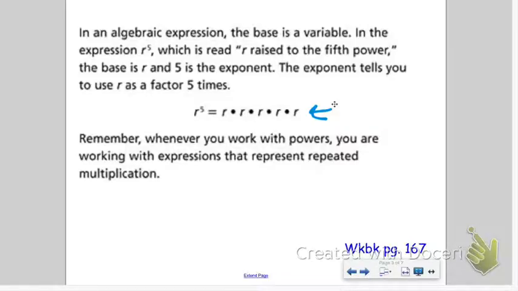Remember, whenever you work with powers, you are working with expressions that represent repeated multiplication. Please keep that in mind. It's not repeated addition, it's repeated multiplication.